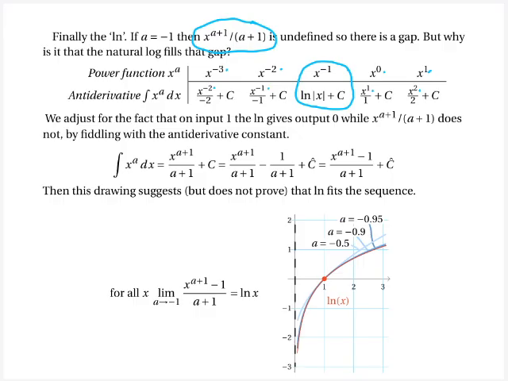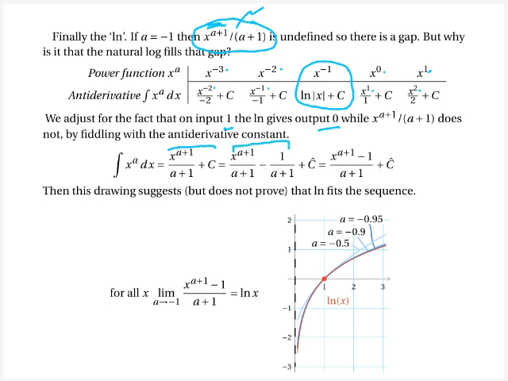So I want to look at these functions here, and I want to see how ln fits into that collection of functions. First of all, ln has a property that if you give it an input 1, ln will give output 0, whereas if you take this function and give it an input 1, it'll actually output 1 over a plus 1. I don't want that. I want the two of them to line up. So I'm going to adjust this to make the term x to the a plus 1 over a plus 1 have an input 1, output 0.